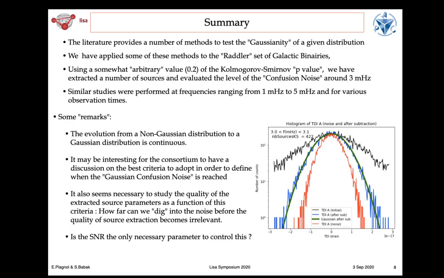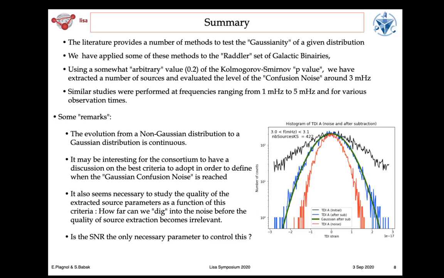Our summary. The literature provides a number of methods to test the Gaussianity of a given distribution. We have applied some of these methods to the Radler set of galactic binaries. Using a somewhat arbitrary value, 0.2, of the Kolmogorov-Smirnov p-value, we have extracted a number of sources and evaluated the level of the confusion noise around 3 millihertz. Note that we have done similar studies at other frequencies and for other observation times.